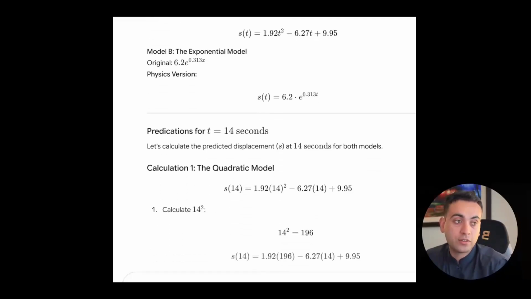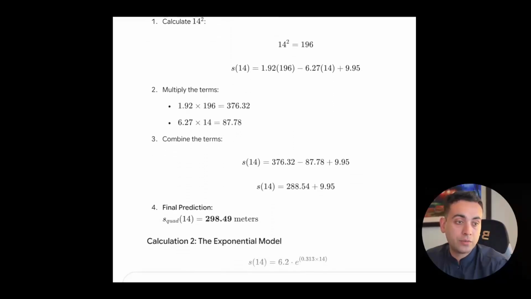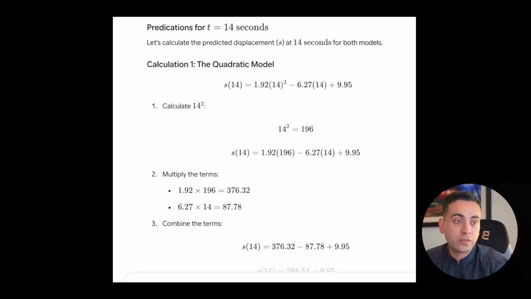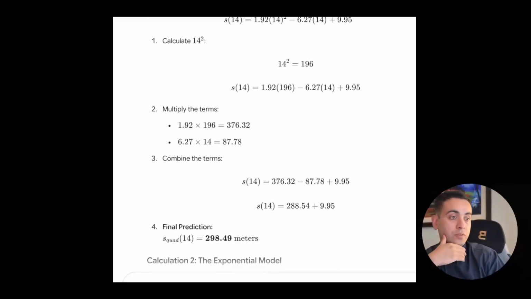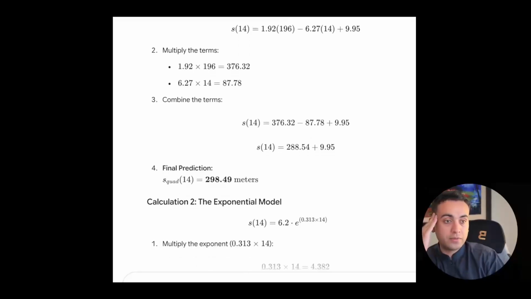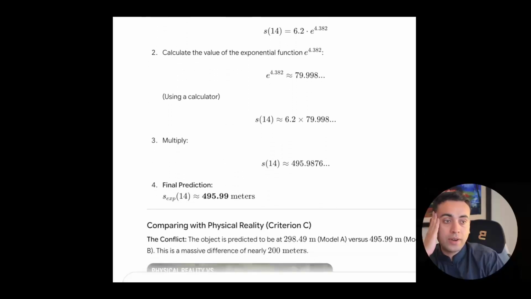Or 14 seconds. So the quadratic model gives us the value of displacement to be, it plugs the 14 into wherever t was, and it gets an answer for s of 14. So the output for s of 14 is, wait for it, 298.49 meters. Okay, so hold that value. Let's do the exponential one as well, and it gives us 495.99 meters. And now let's go back to reality.